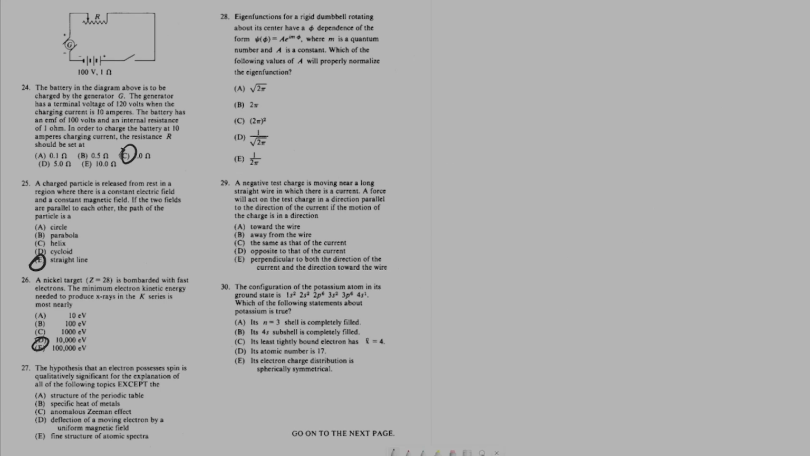All right, now for the next question. The hypothesis that an electron possesses spin is qualitatively significant for the explanation of all the following except: the structure of the periodic table, specific heat of metals, the anomalous Zeeman effect, deflection of a moving electron by a uniform magnetic field, or the fine structure of the atomic spectra. So going through these, you can quickly eliminate all of the answers if you're not sure exactly which one.